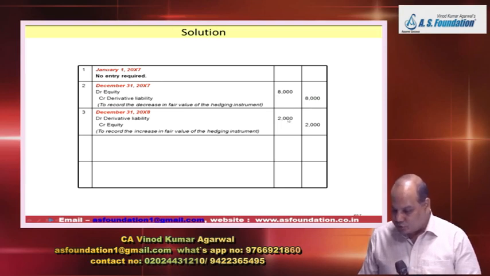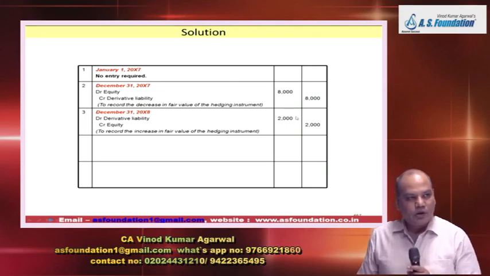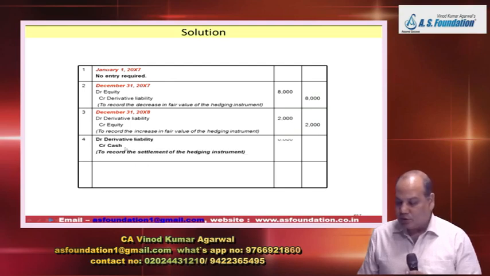Now if you see these two entries, what is the balance in the derivative liability account? 6,000. Since it is a net settled forward contract, you will be required to pay the difference. And the question also mentions that. Every problem will not mention that; you have to understand yourself. So the next entry will settle the liability by paying the difference of 6,000.